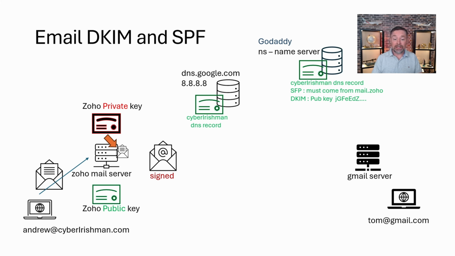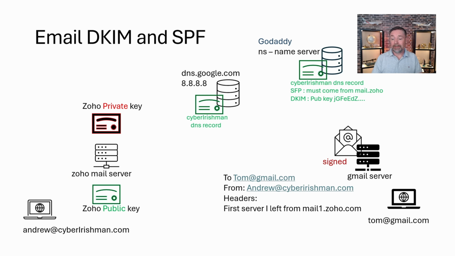And we have a signed piece of email that gets sent to its destination server, in this case the Gmail server. Now the Gmail server has received the email, it's signed. It's going to Tom at Gmail, and it's from Andrew at CyberIrishman.com, and it takes a look at the headers. And it sees that the first server that email left from, because every email server in the chain has to stamp a header. And it says the first server I left from was mail1.zoho.com, one of the email servers at Zoho.